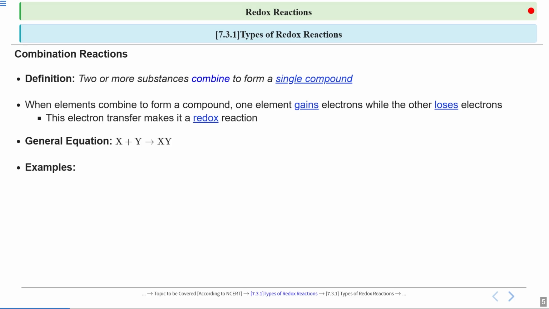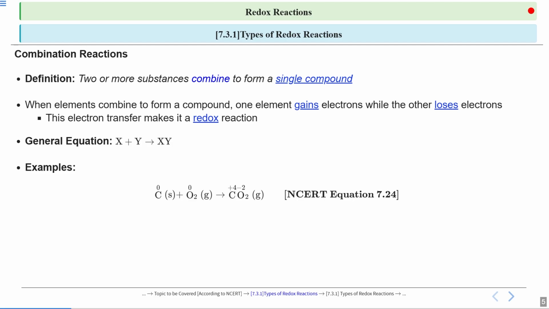Now the example for the combination reaction: carbon plus oxygen gives carbon dioxide, which is NCERT equation 7.24. Here carbon and oxygen are combining and forming carbon dioxide. You can clearly see that carbon and oxygen in the reactants are present in their elemental form, and hence the oxidation state changes. Carbon has an oxidation state of 0, while in the product it has +4. In the reactant, O2 has 0 oxidation state, while in the product it has -2.